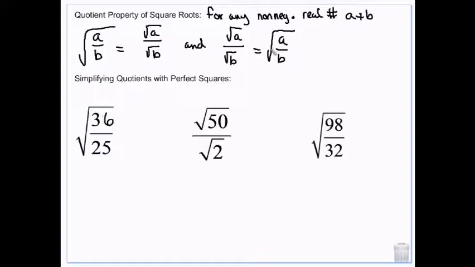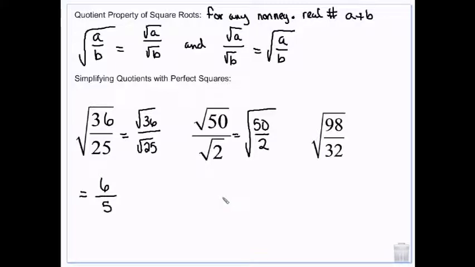Now, the square root of 36 over 25 is the same thing as the square root of 36 over the square root of 25. These are both perfect squares. So I can take the square root of 36 and the square root of 25, and I'm simplified. Okay? The square root of 50 over the square root of 2, neither of these are perfect squares, so it makes more sense to put them together.